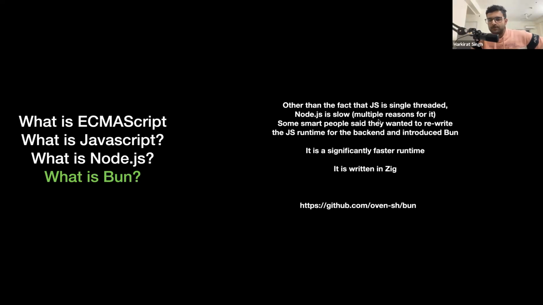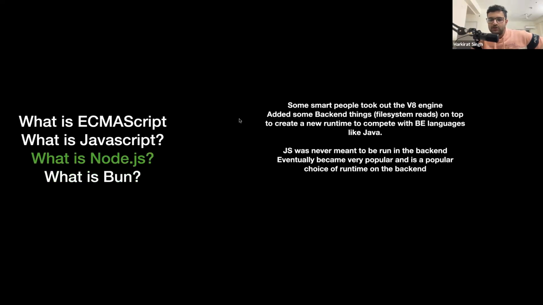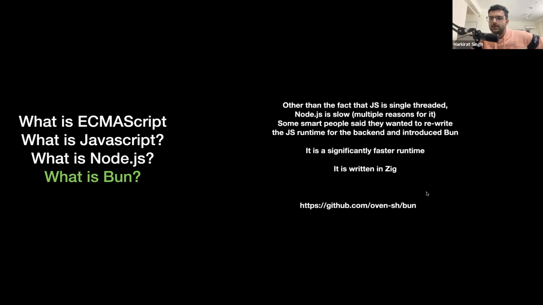Node.js is generally slow. Some smart people said we want to rewrite the JavaScript runtime for the backend, and they introduced Bun. It is significantly faster. It is written in Zig, which is another language. Cool. The code base of Bun can be found here. Do I ever have to read this code base or the Node.js code base, which you can also find on GitHub? No, not for the longest time. Unless you want to become a core contributor, sure you can. Totally out of scope for this course for us to go into these code bases.